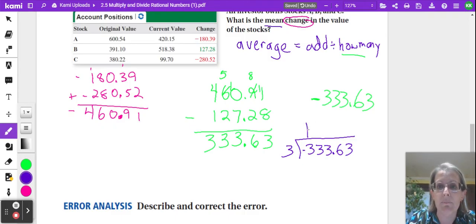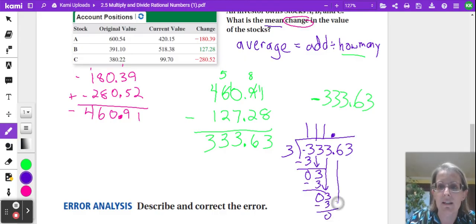3 goes into 3 one time. Oh, I should have brought my decimal up first. So 3 goes into 3 one time. 1 times 3 is 3. I subtract and I get 0. Looks like this one's going to be easy so far because 3 goes into 3 again, 1. 1 times 3 is 3. I get 0 again. Bring down the next 3. 3 goes into 3 one time. 1 times 3 is 3. I subtract and I get 0 again. Bring down a 6. 3 goes into 6 2 times.